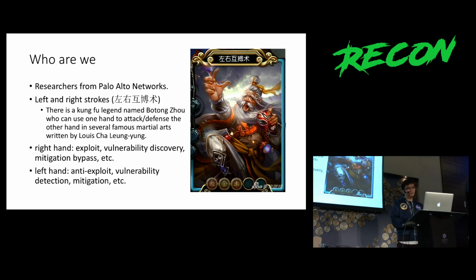We are researchers from Palo Alto Networks. Before we introduce our work, let me show you a person in the martial arts first. There's a Kung Fu legend who can use one hand to attack and the other hand to defend. He can practice attack and defense by himself. Similarly, we use our right hand to do the offensive things like exploit, vulnerability discovery, mitigation bypass, and use our left hand to do some defensive things like anti-exploit, vulnerability detection and mitigation, and so on.